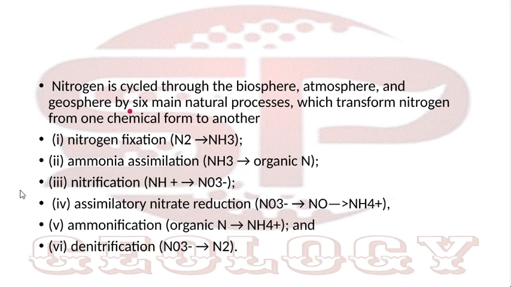So these are the six main processes that transform nitrogen from one chemical form to another. That's how the nitrogen circles through the earth and atmosphere. First, nitrogen fixation, then ammonia assimilation, then nitrification, assimilatory nitrate reduction, ammonification, then denitrification. So what are the processes?